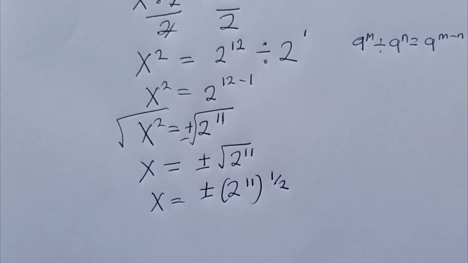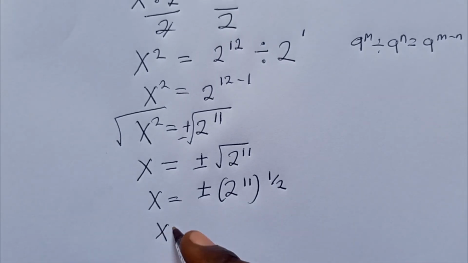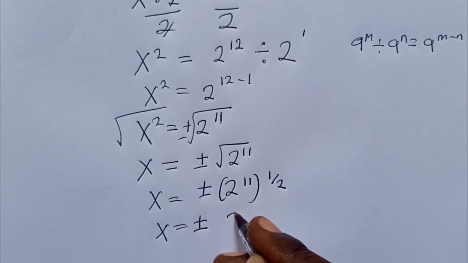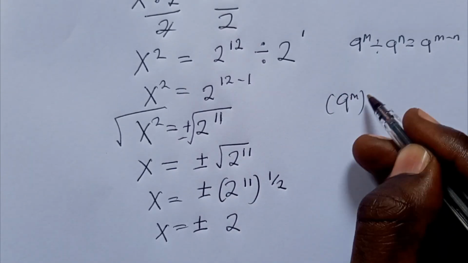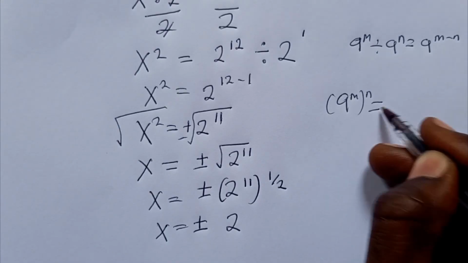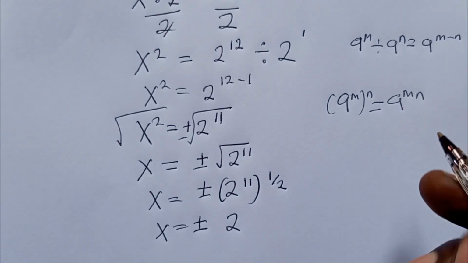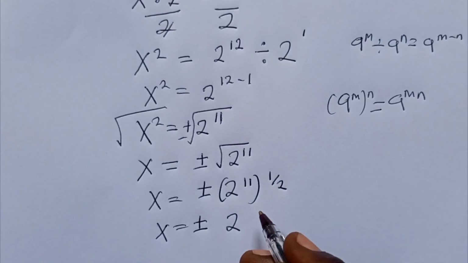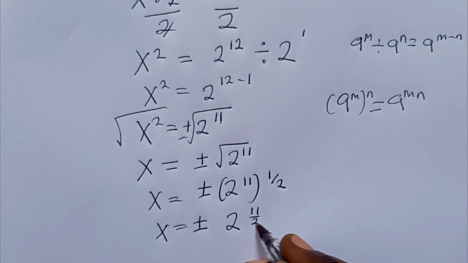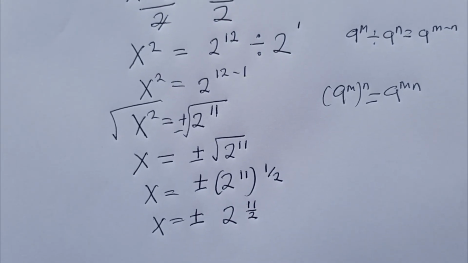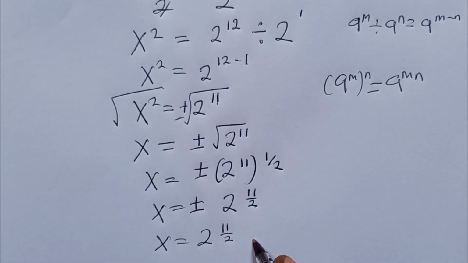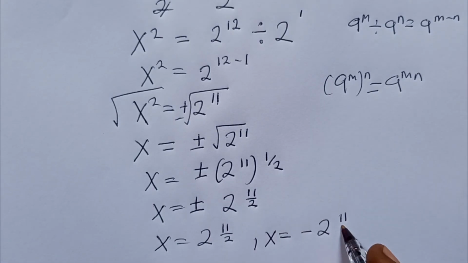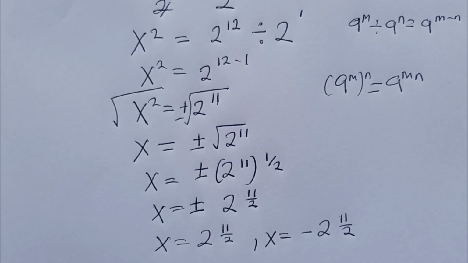So simplifying further, we can say x is equal to plus or minus 2 to the power, we'll apply the power law again, that is a to the power of m all to the power of n is the same thing as a to the power of mn. So applying this here again, we're going to have 2 to the power of 11 over 2. So we have x as 2 to the power of 11 over 2, and also x as minus 2 to the power of 11 over 2. We have two solutions.